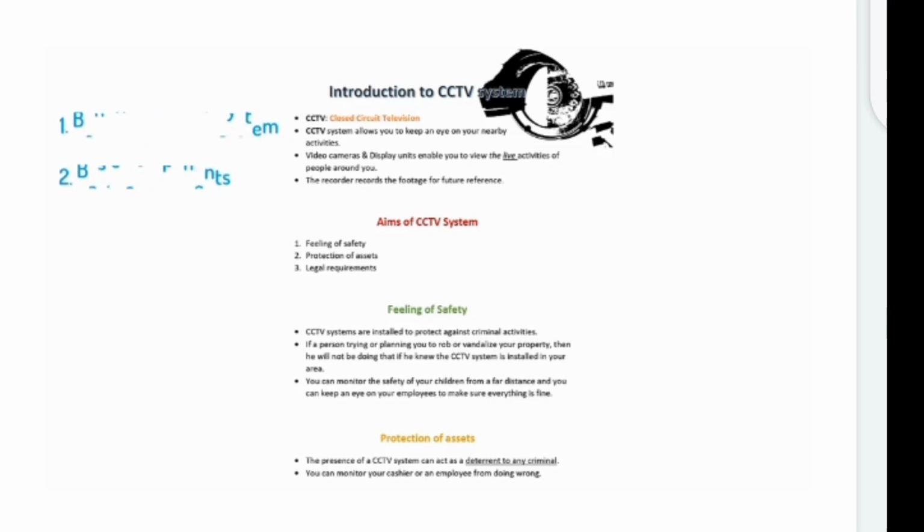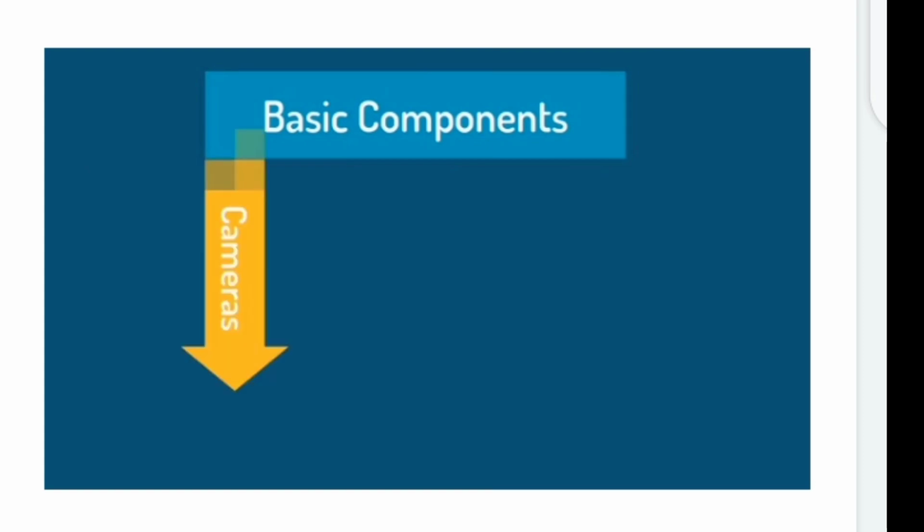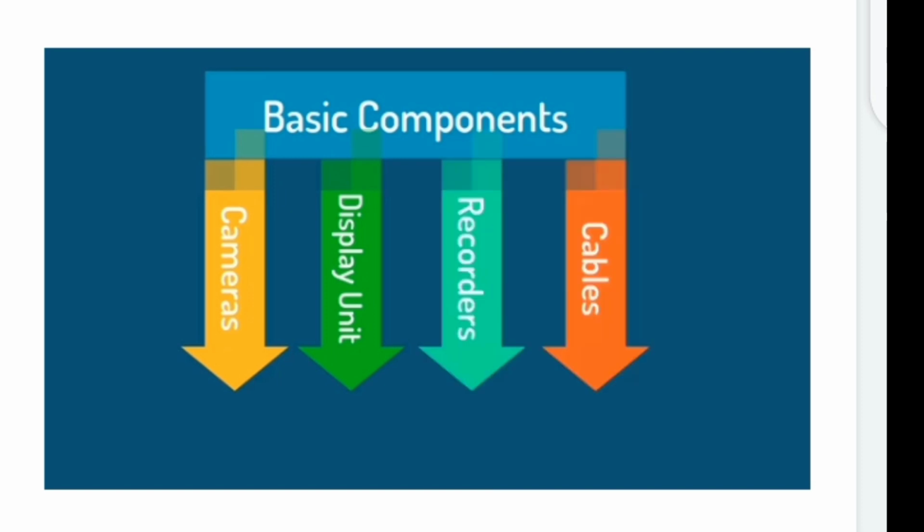And in this part we will explain all the basic components of the CCTV system, like what type of video cameras we require, what the display units are, then recording devices and the cables, where cables are used to transmit the data captured by the video cameras to the DVRs or NVRs.